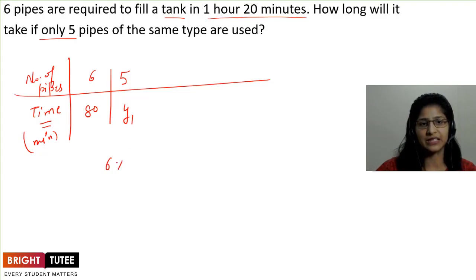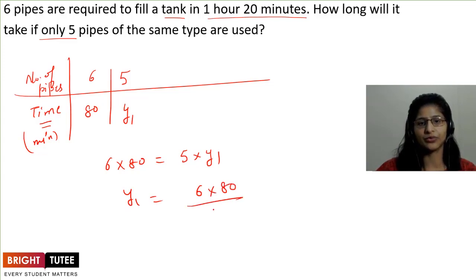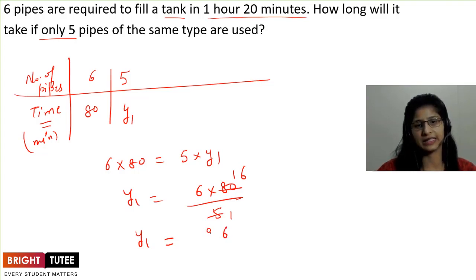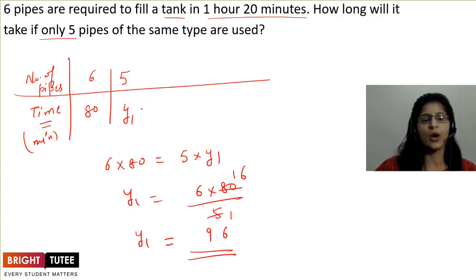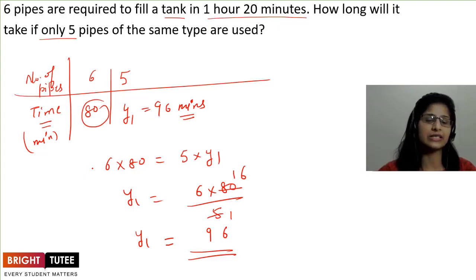So we multiply 6 with 80 and 5 with y1. So we get y1 equal to 6 into 80 upon 5. 5 ones are 5, 3 is left, 5 sixes are 30. So y1 is equal to 16 into 6, that is 6 sixes are 36, 6 ones are 6 and 3 is 9. So 96. How many minutes will it take? It will take 96 minutes instead of 80 minutes. So the time required is more in this case because the number of pipes is lesser now.